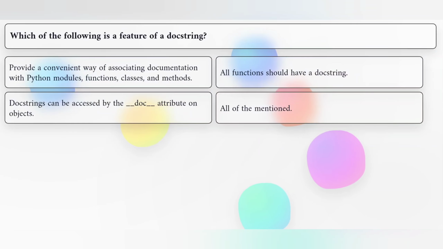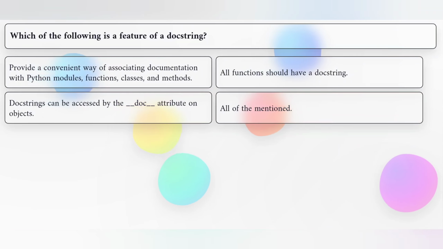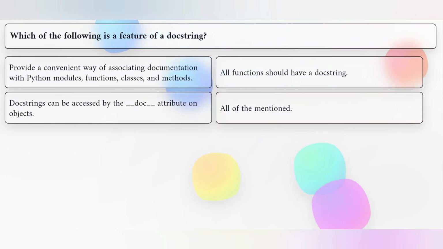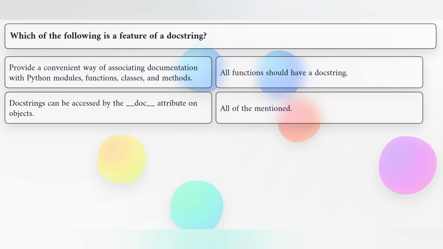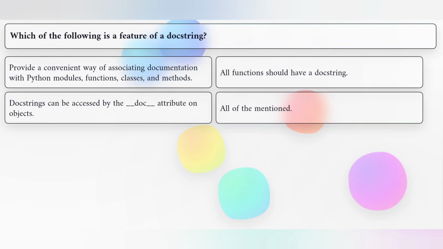Which of the following is a feature of a docstring? Provide a convenient way of associating documentation with Python modules, functions, classes, and methods. All functions should have a docstring. Docstrings can be accessed by the __doc__ attribute on objects. All of the mentioned.